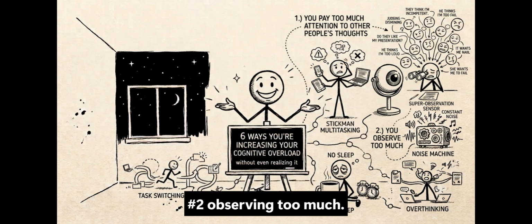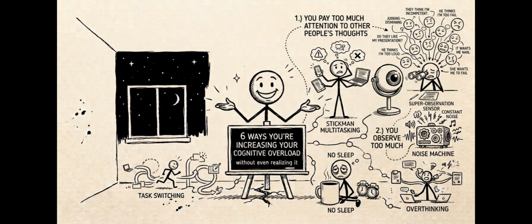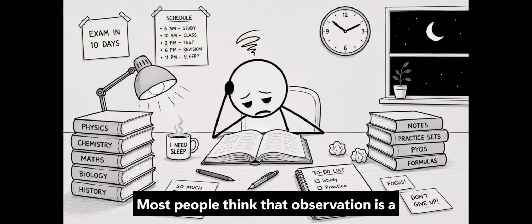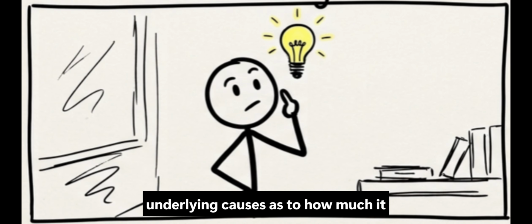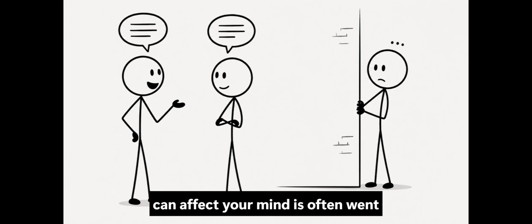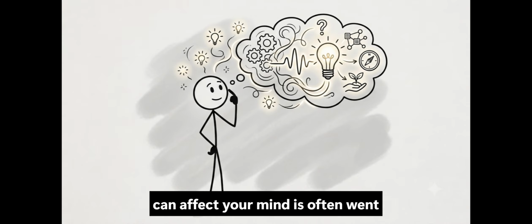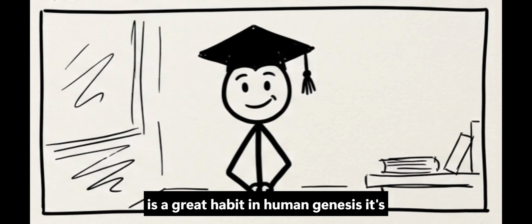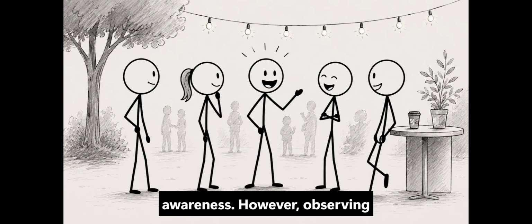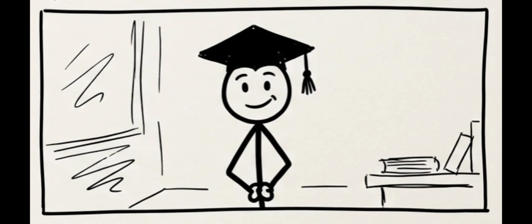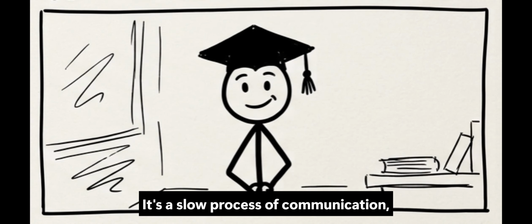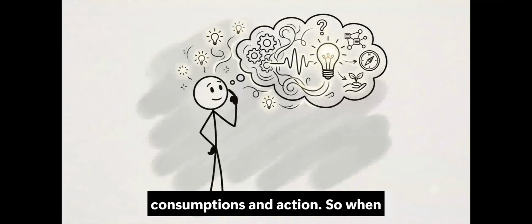Number 2. Observing too much. Most people think that observation is a non-cognitive task. However, how much it can affect your mind often goes unnoticed. Observation is a great habit, and in human genesis it is evidence of consciousness and awareness. However, observing is a sensory task. It's a slow process of communication, consumption, and action.